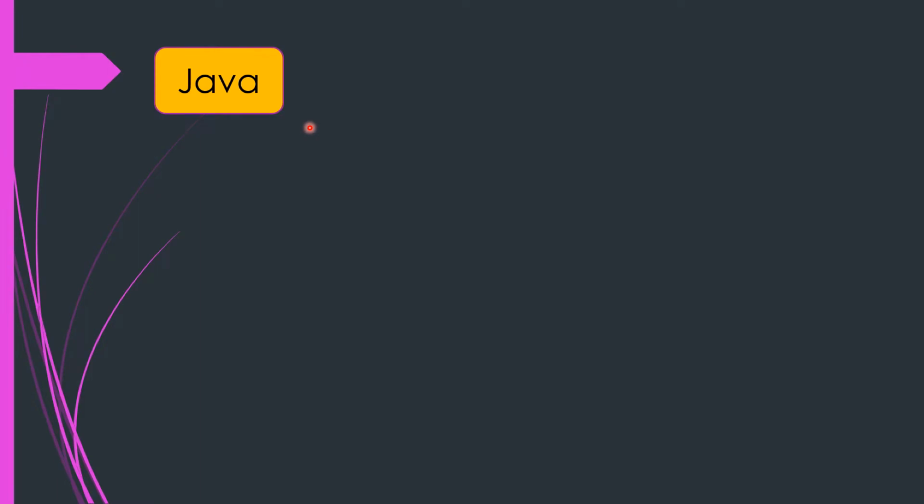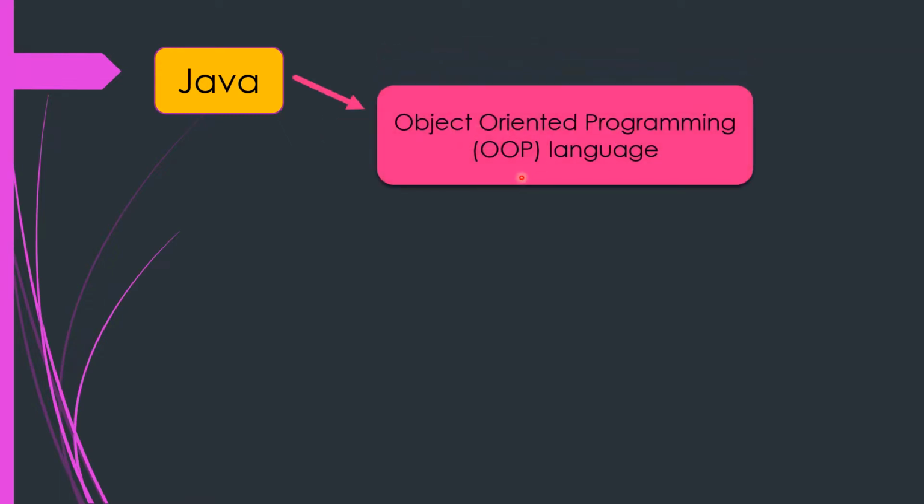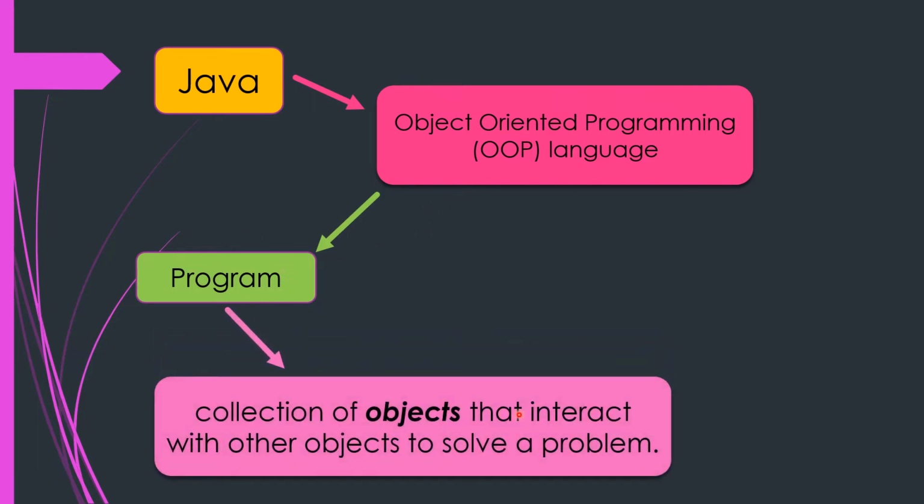Now, in the previous slide, we just learned that objects and classes are the most fundamental feature of Java. And I also told you that these classes and objects are related to object-oriented programming. So we can say that Java is an object-oriented programming language, or you can say OOP. This is the short form for object-oriented programming. So Java is an OOP language. In OOP language, a program is a collection of objects that interact with other objects to solve a problem.